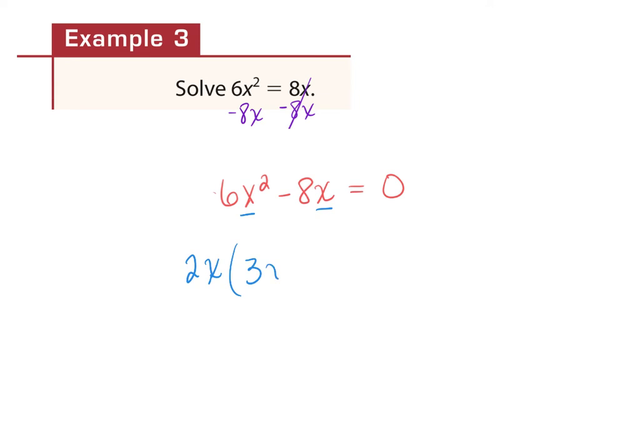I took out one of my x's. 8 divided by 2 is 4. I took out both of my x's. And now I'm going to set each factor equal to 0. This is a factor. In fact, it's called my greatest common factor.